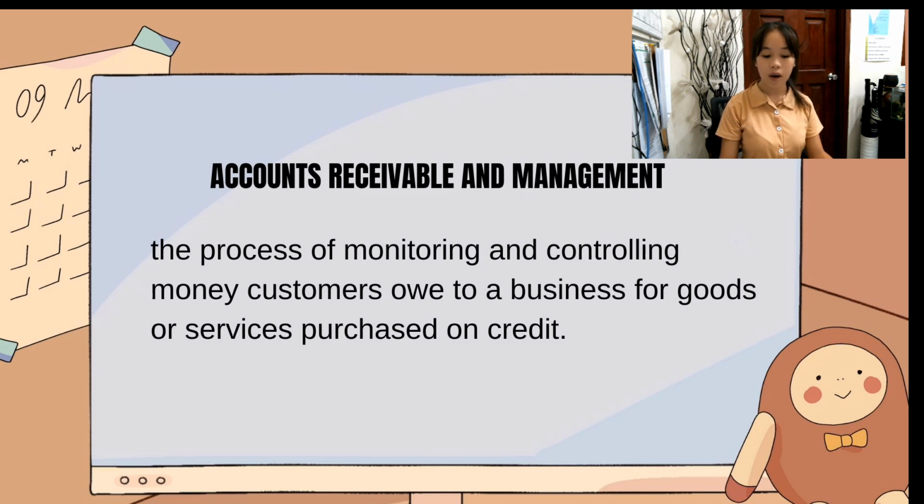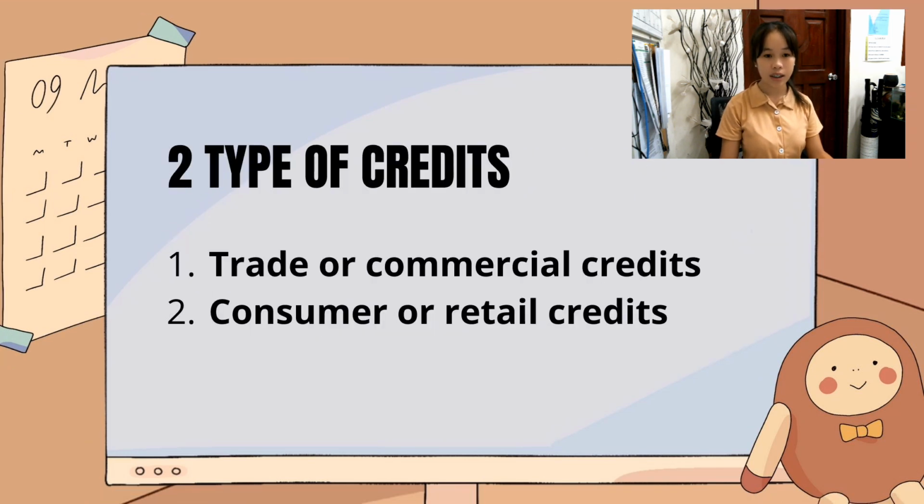So this type of credit basically takes two forms. First is trade or commercial credit, which is credit that firms extend to other firms. And second is consumer or retail credit, which is credit that firms extend to the final consumer.